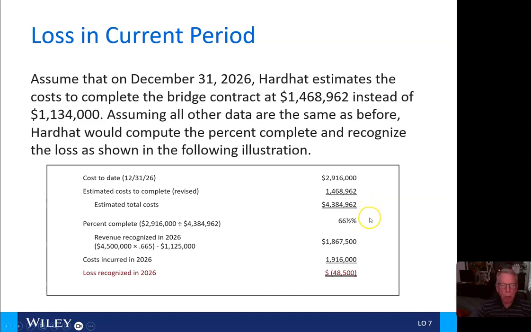$4,384,000. Our percentage complete would be 2/3 of the way, and the revenue recognized would be essentially 2/3 of the 4,500,000 less the previous 1,125,000. So the costs incurred in 2026, 1,916,000, representing a loss recognized in 2026 of $48,500.